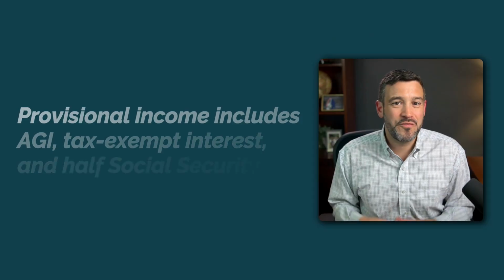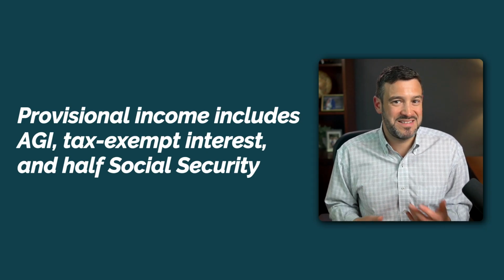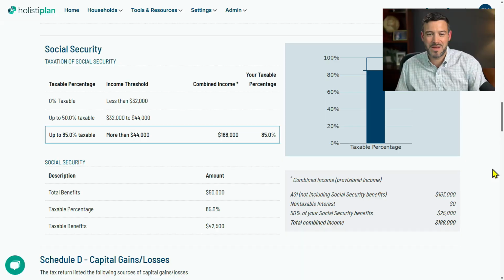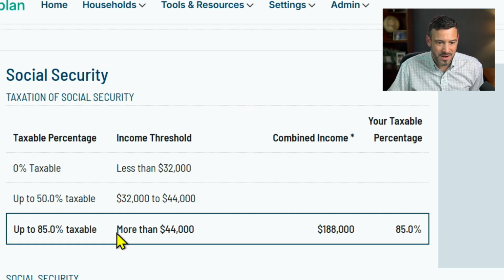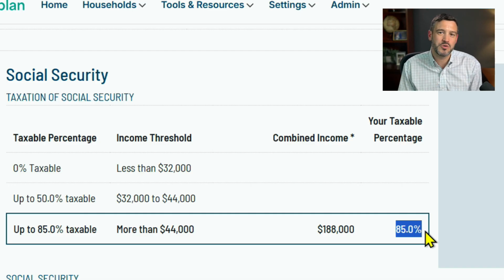And the reason why is because this couple makes over $44,000 worth of provisional income. So provisional income is a unique calculation that includes your adjusted gross income, your tax exempt interest, so municipal bonds, and half of your Social Security benefit. So if you ever wonder why your CPA always asks what your total municipal bond interest was, it's because that is included in your provisional income calculation. If your provisional income is more than $44,000, then 85% of your total Social Security benefit is going to be taxable. And those thresholds that I just showed you haven't changed since the 1980s.